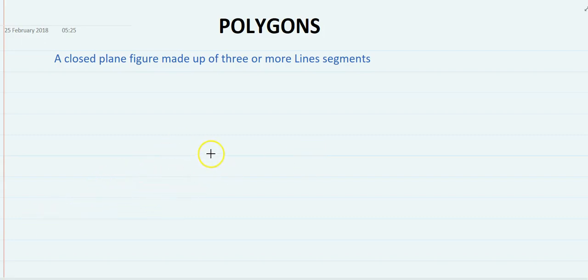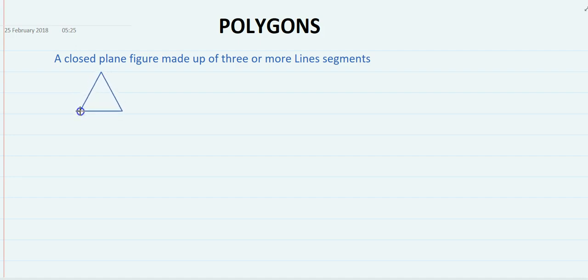Hello everybody, today we are going to learn about polygons. Polygons are closed plane figures. Plane figure means 2D figures made up of 3 or more line segments.